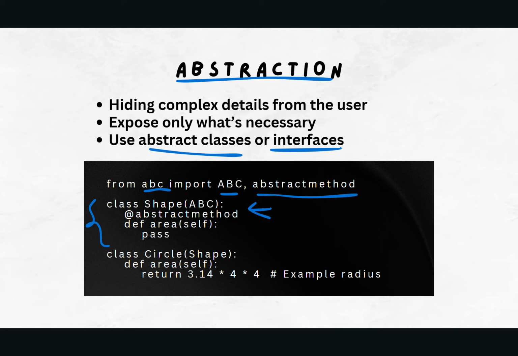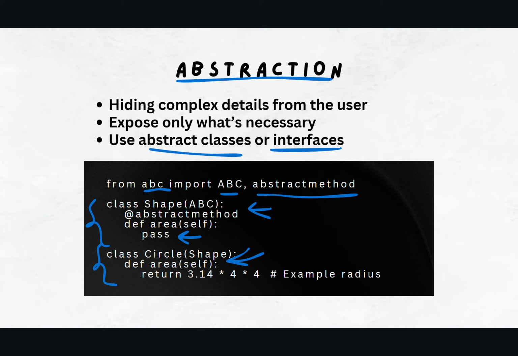Area is an abstract method. This is a way of telling it that the area function is an abstract method. So in this area we will just write pass. There will not be any definition of the function here. And here we have a class called circle, which is the child class of the parent class shape. And here we need to define all the functions that we have declared in the parent class. So here we will define area and then we will return 3.14 into 4 into 4, which is an example radius.